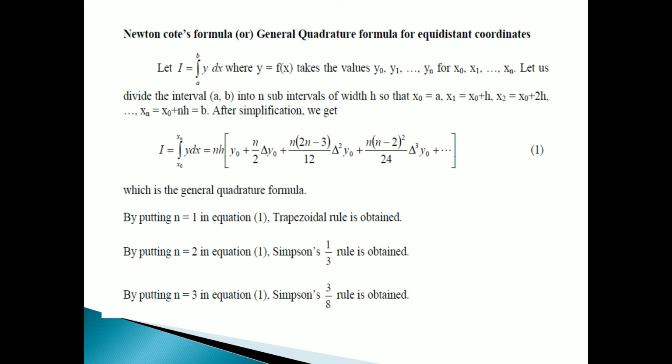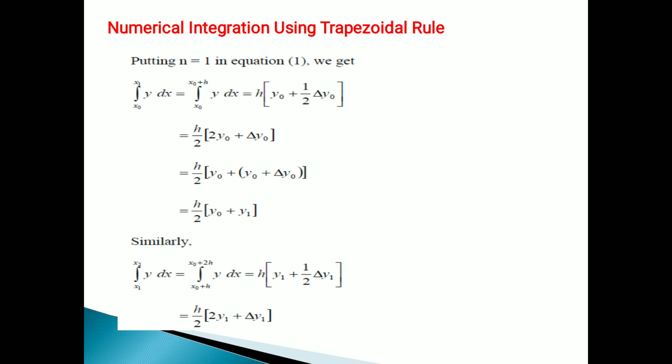By using this formula, when we put the value of n is equal to 1 in equation 1, the trapezoidal rule is obtained for calculating the value of integration. By putting n is equal to 2 in equation 1, Simpson's one-third rule is obtained. And similarly, when you put n is equal to 3 in equation 1, Simpson's 3 by 8th rule is obtained. The trapezoidal rule, Simpson's one-third rule and Simpson's 3 by 8th rule are used to find the value of integration. So, numerical integration using the trapezoidal rule.